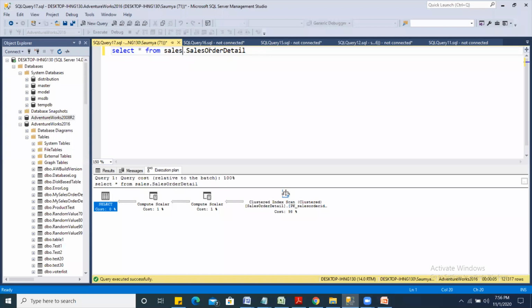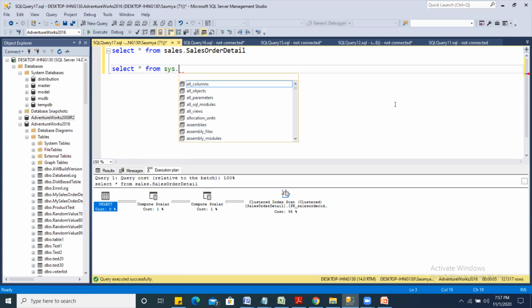I executed this command. This got executed, right? But how did it get executed? In order to execute this command, it needs CPU time. Who assigns the CPU time to this query? The scheduler assigns. How many schedulers do I have in SQL Server? I showed you yesterday using the command select * from sys.dm_os_schedulers.